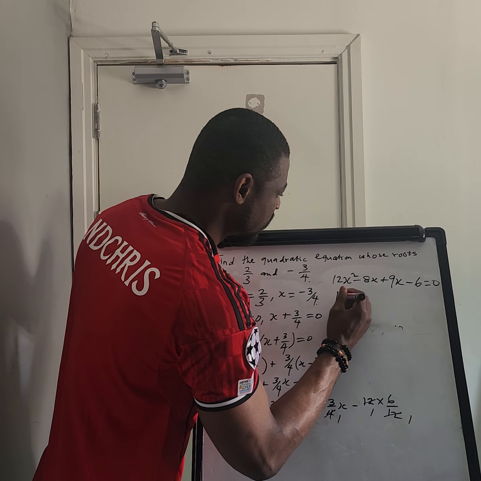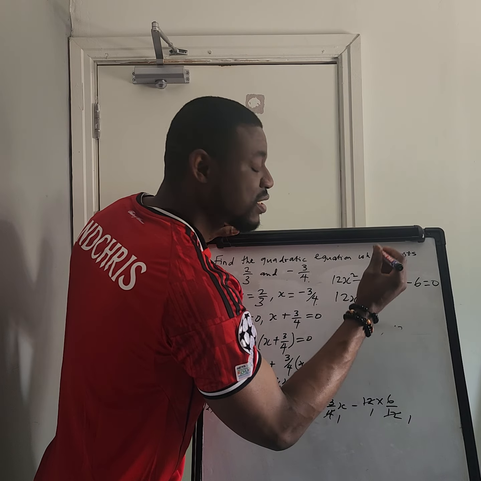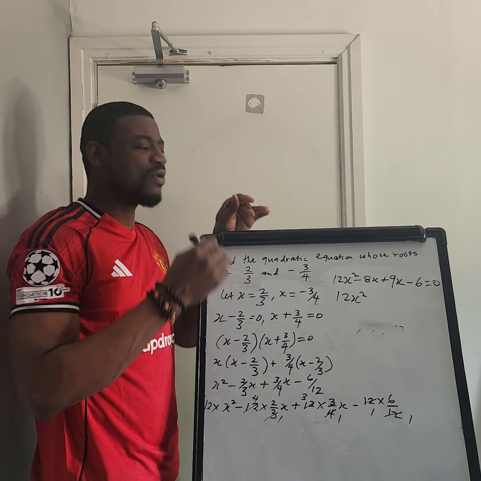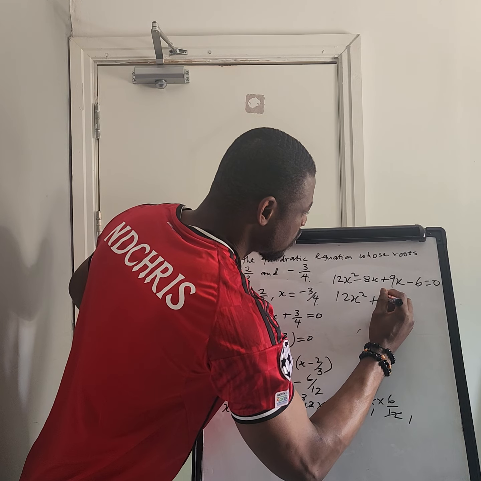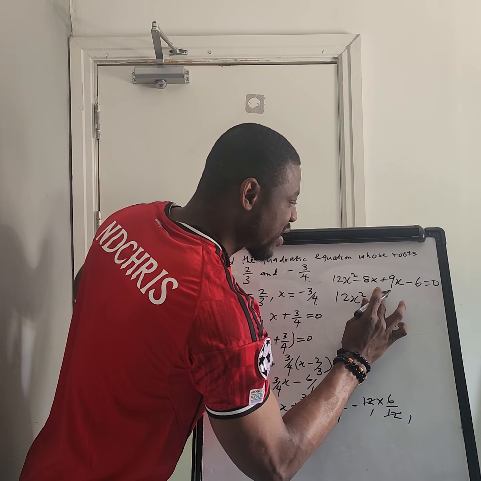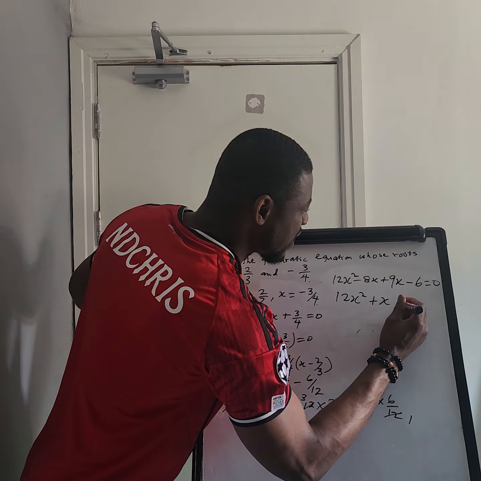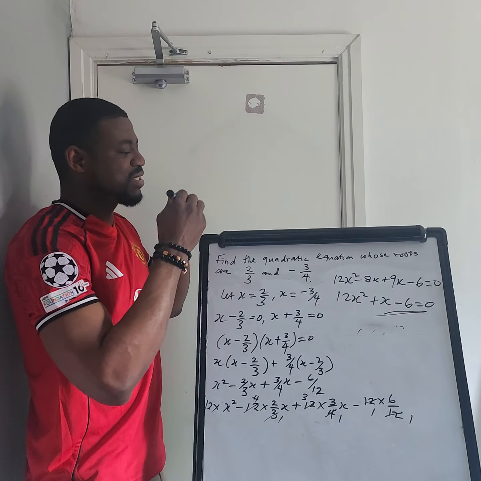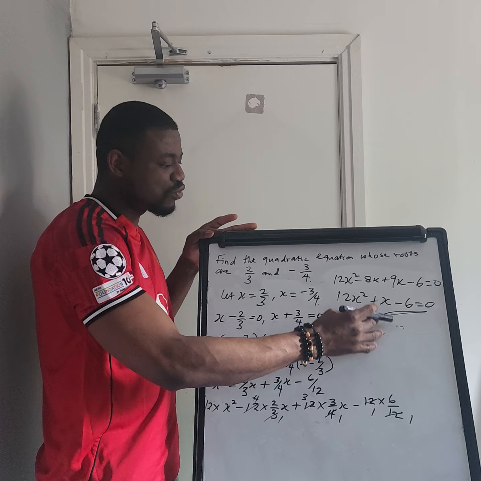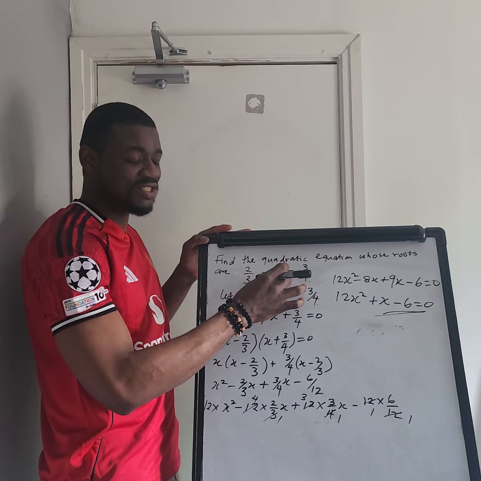But we are not done. So we are going to collect like terms here. Minus 8x plus 9x. What will it give me? Minus 8 plus 9 is plus 1, but we don't write 1x. So just write plus x minus 6 equals 0. Now, this is the quadratic equation whose roots are these. If you factorize this, you are going to get these as the solutions.